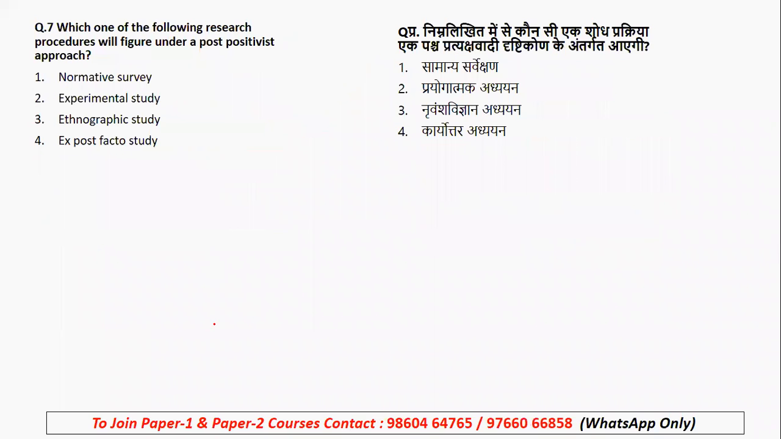Now coming to question number 7. Question number 7 is about which of the following research procedures will figure under a post-positivistic approach. Now, post-positivistic approach and positivistic approach, I've taken these approaches very well. So whether it is normative survey, experimental survey, ethnographic survey, or ex post facto study, we are talking about research procedure under post-positivistic approach.